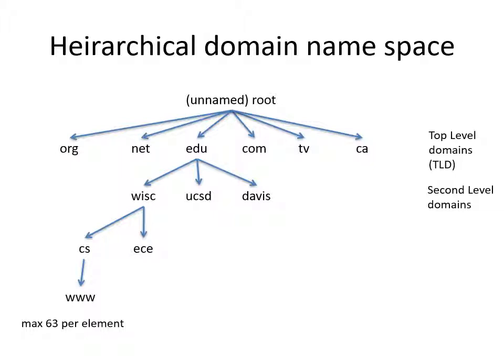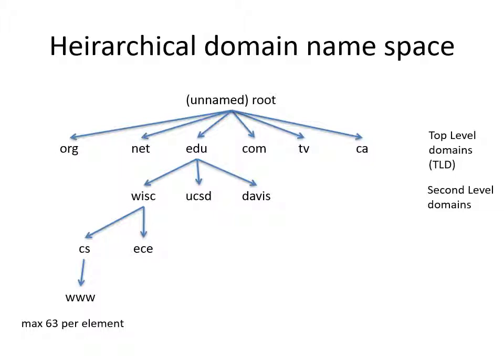And we have an unnamed root for this, where we have 13 or 20 root level DNS servers that do lookups here. Underneath this are different top level domains: .org, .net, .com, .tv, .info. There are lots of these now, and then underneath these there are other subdomains, and it keeps going down in a hierarchy.